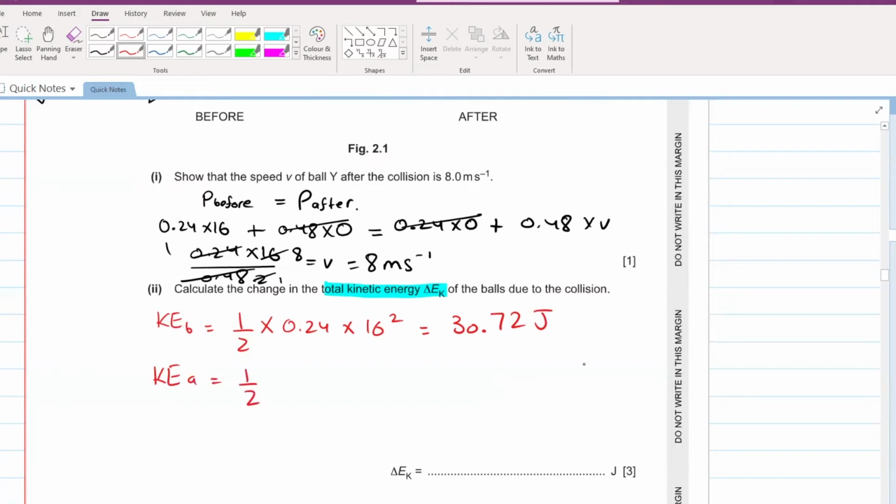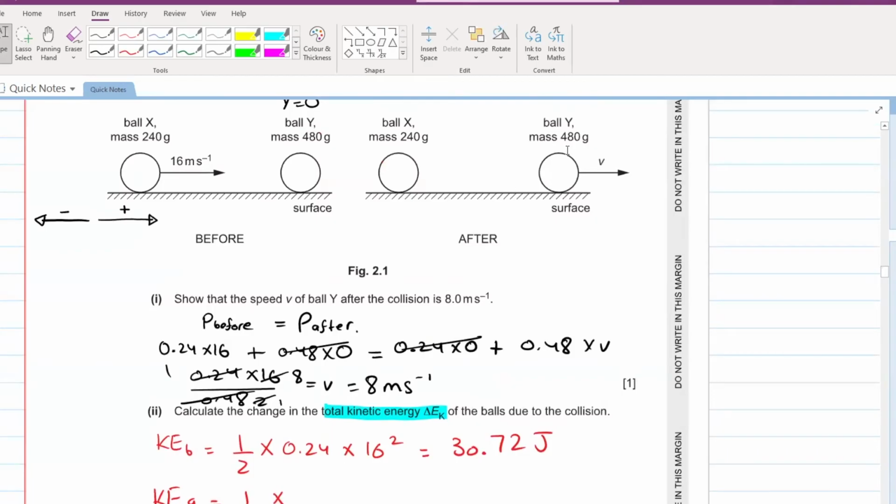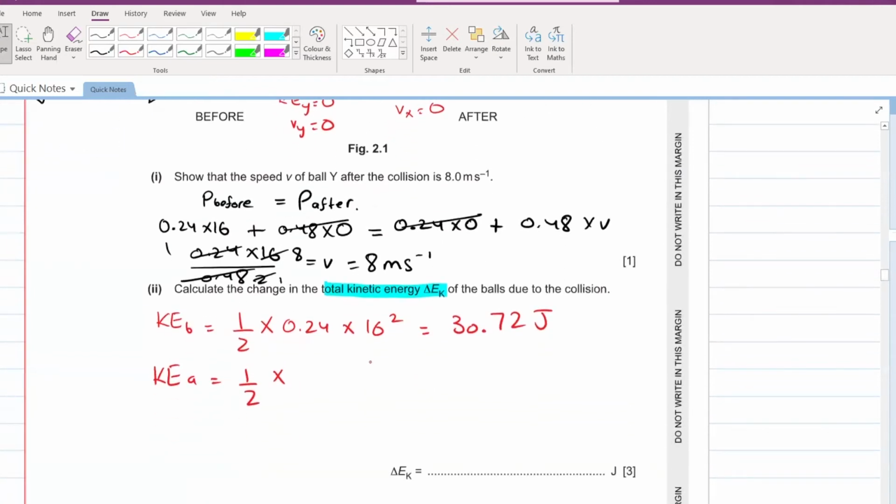Yes, one half into what is the mass? Mass is 0.48. After collision, there will be no kinetic energy of ball X, because the velocity of ball X after collision is 0. Simple. And the same applies here. The kinetic energy of ball Y before collision will be 0, because before collision, the velocity of ball Y is 0. Simple. Can you calculate the kinetic energy of ball Y after collision?